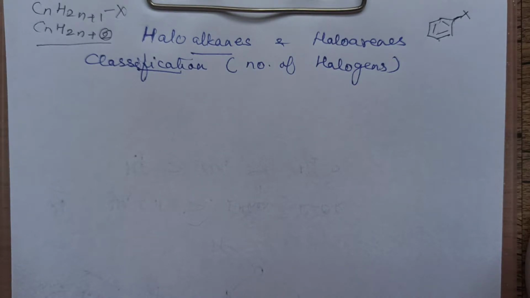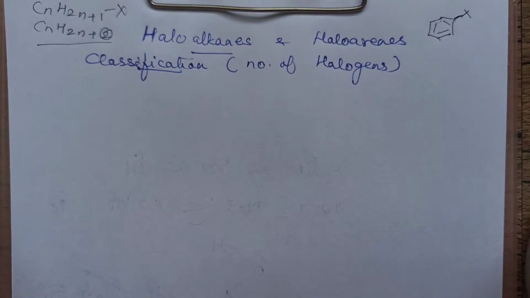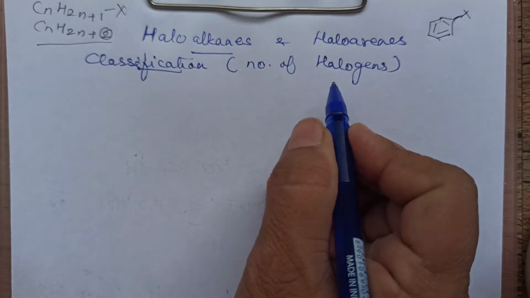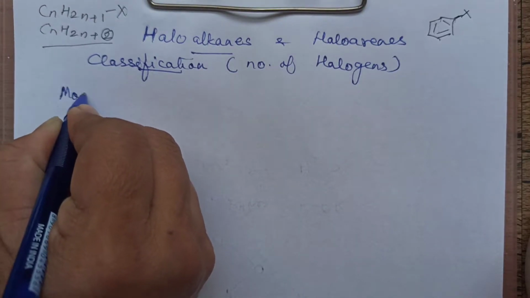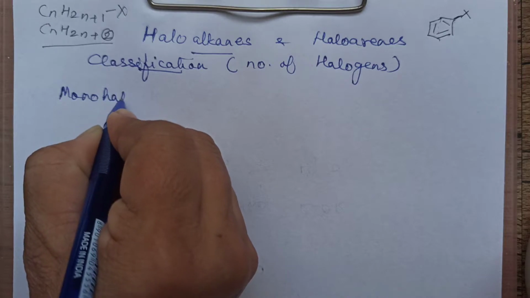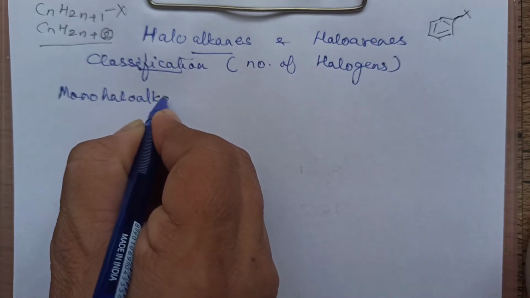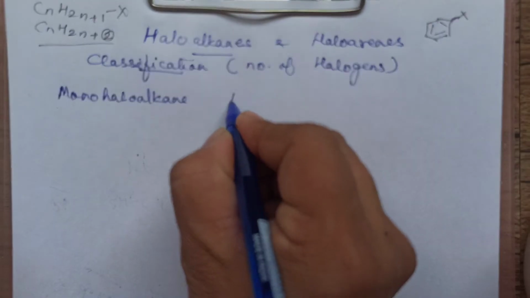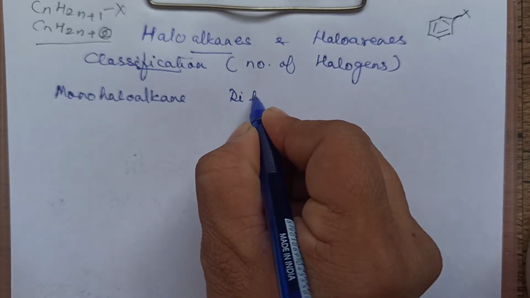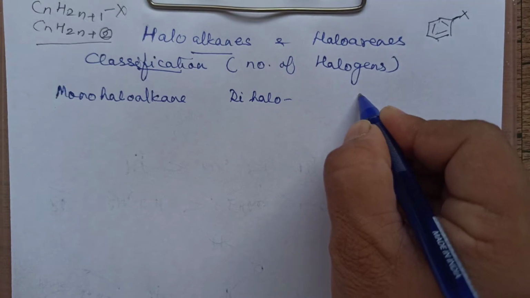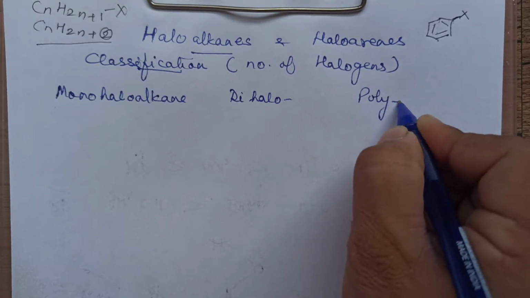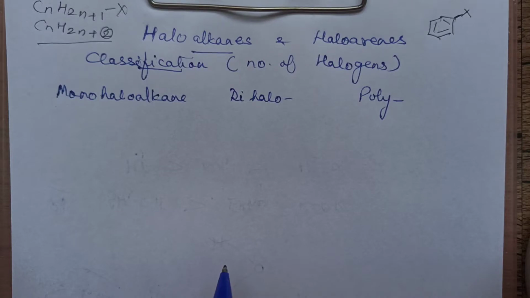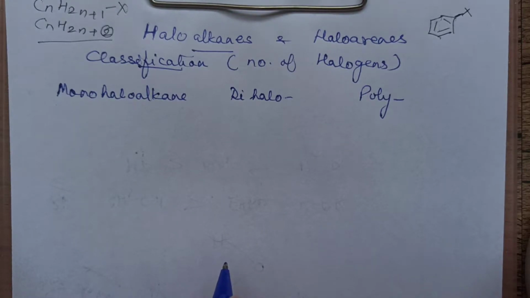Okay, so first we are classifying these haloalkanes and haloarenes on different bases, different criteria. The first classification we are doing is on the basis of the number of halogens. So we can classify them as monohaloalkane. We can have dihaloalkane. We can have polyhalo. Poly means tri, tetra. You can have many depending upon how many halogens are there. You can name them.